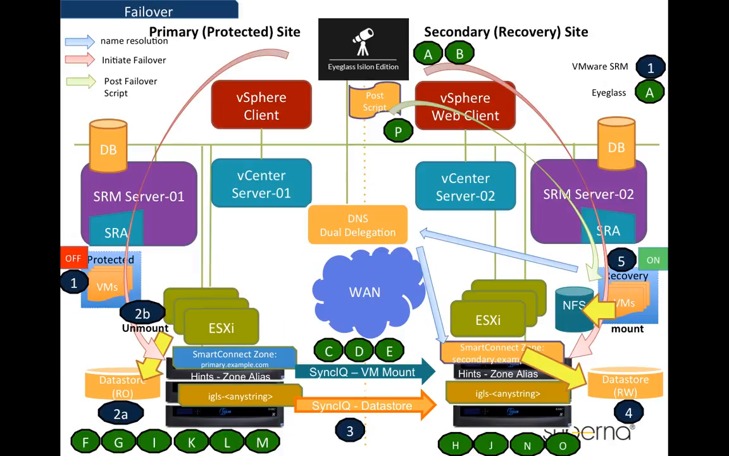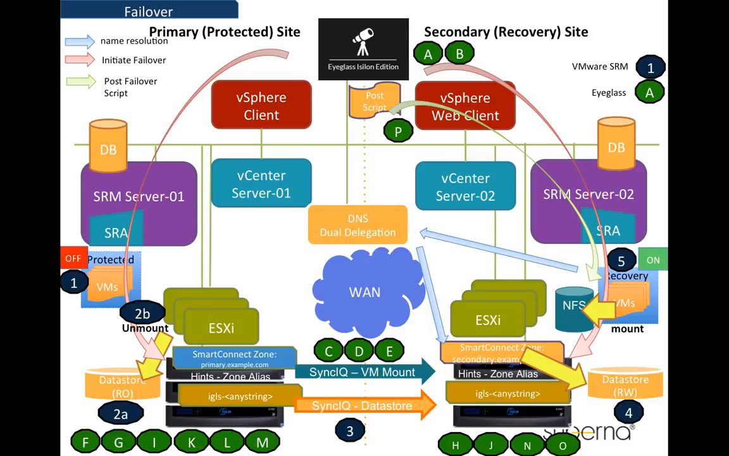The next diagram is for the failover process. We can see in this diagram there are two types of numbered processes. The dark blue numbers represent processes managed by the VMware SRM, and the dark green letters represent processes managed by the Eyeglass. This is integrated as part of the SRM recovery step. Later in this demo, we will show you that the Eyeglass failover is initiated through executing a command that is called the SRM custom recovery step.